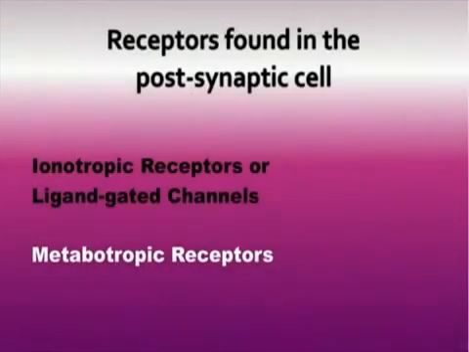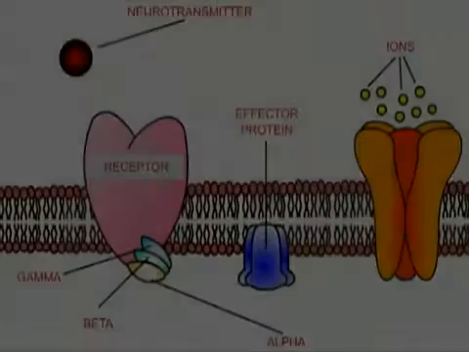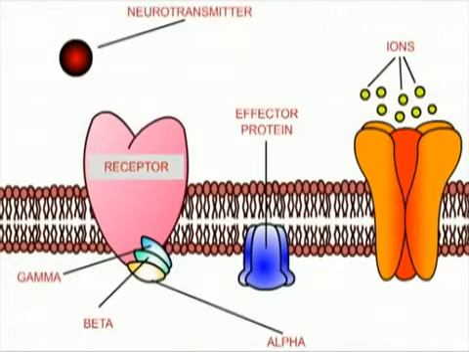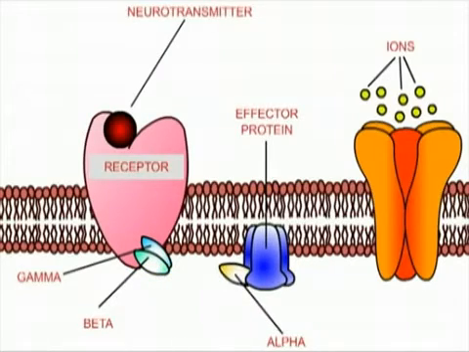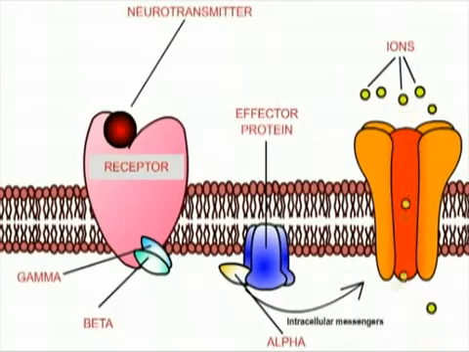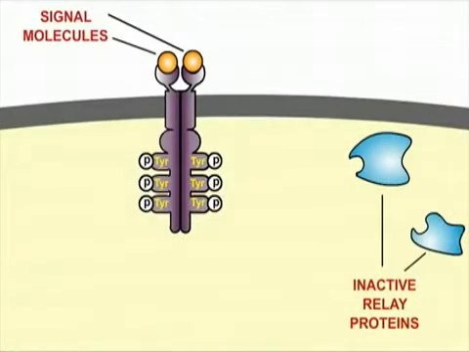The second type of receptor is the metabotropic receptor. These receptors are indirectly gated since the receptor and the effector of the channel are different. Therefore, they are slower compared to ionotropic receptors. There are two types of metabotropic receptors, namely G-protein linked receptors and tyrosine kinase receptors.